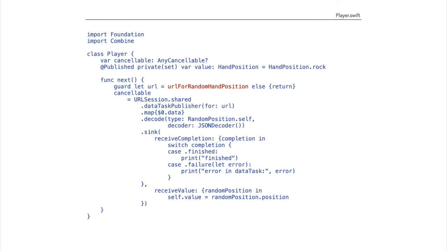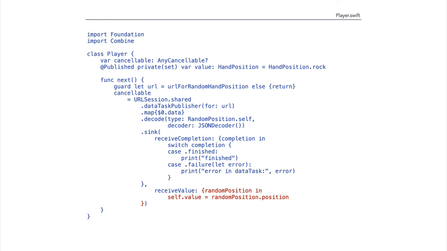So what changes in player? My endpoint has changed, so I get a different URL for random hand position. Instead of taking my data and transforming that into a string and that into an int and so on, I take my data and I use a JSON decoder to turn it into a random position. I know, I wish it was harder. That's it. My sync is the same for completion, for finishing, and for failure.